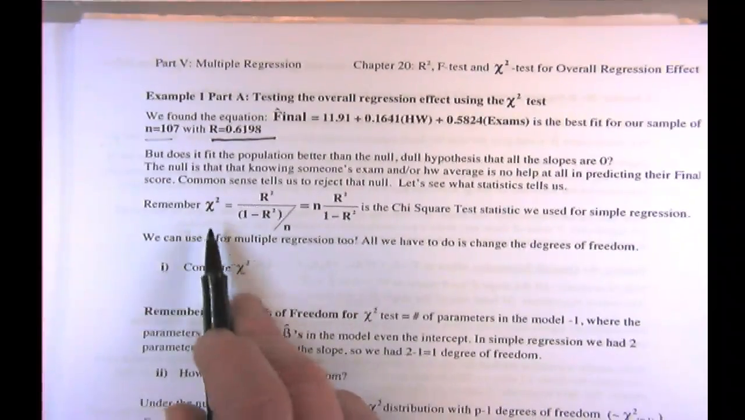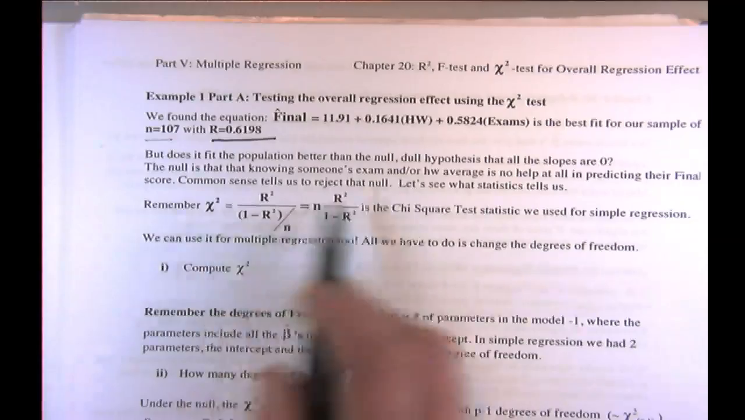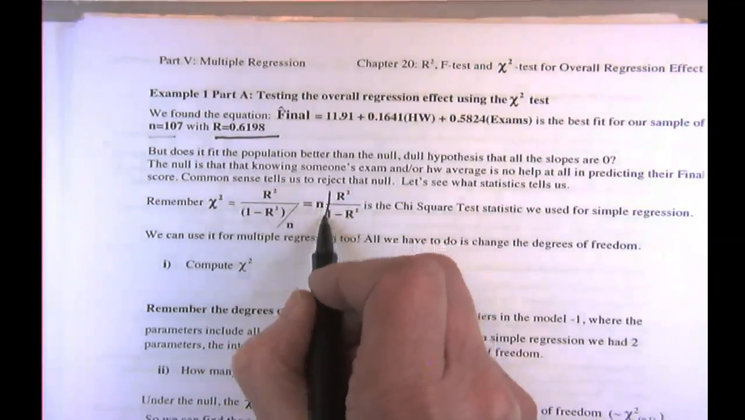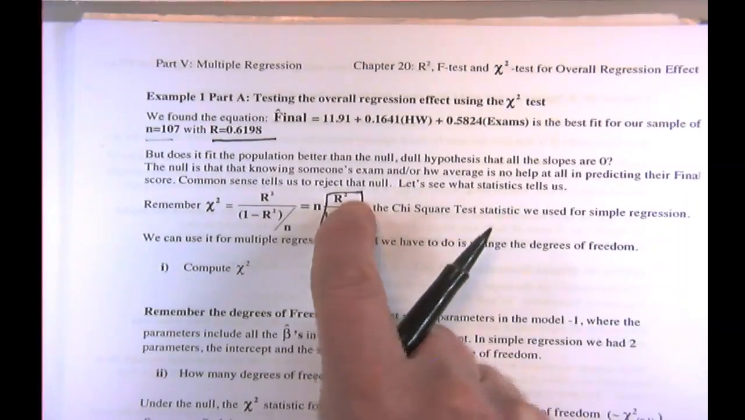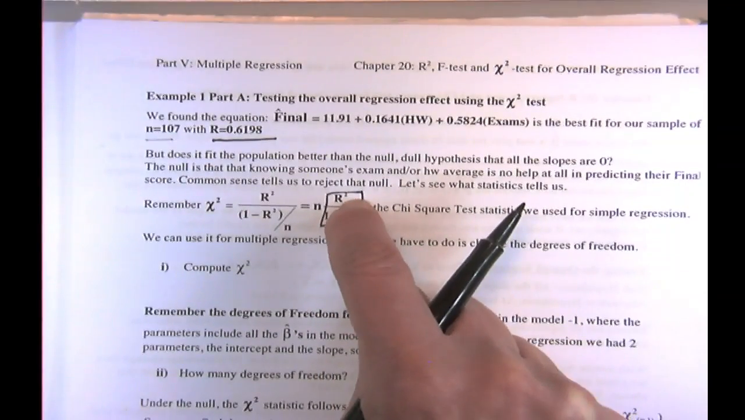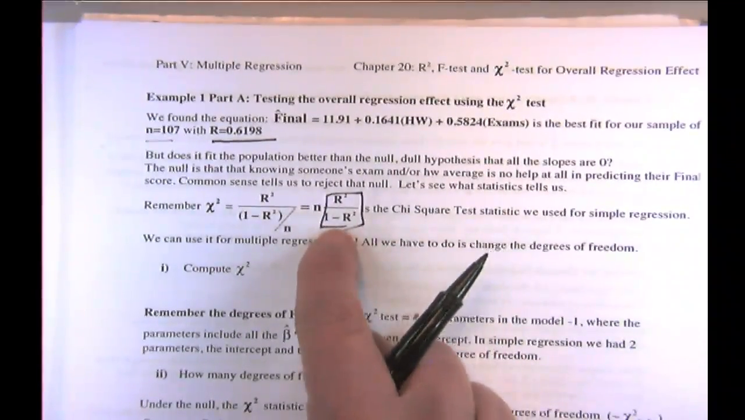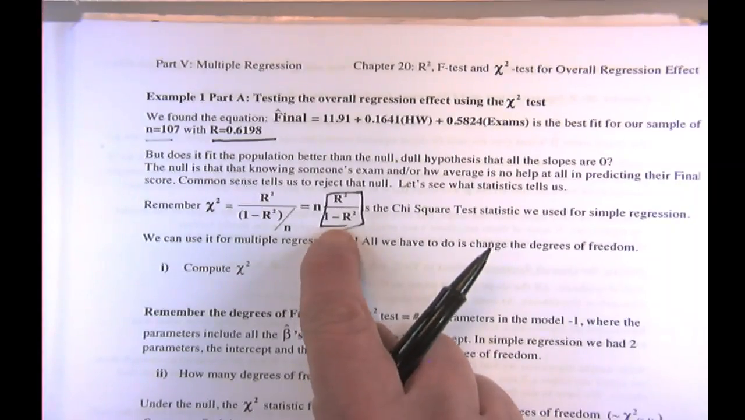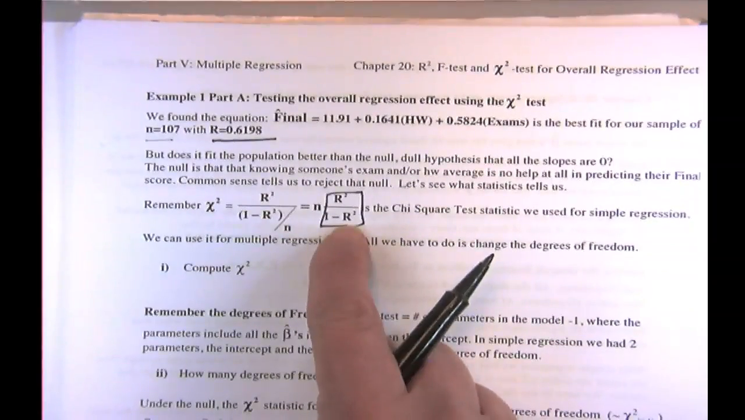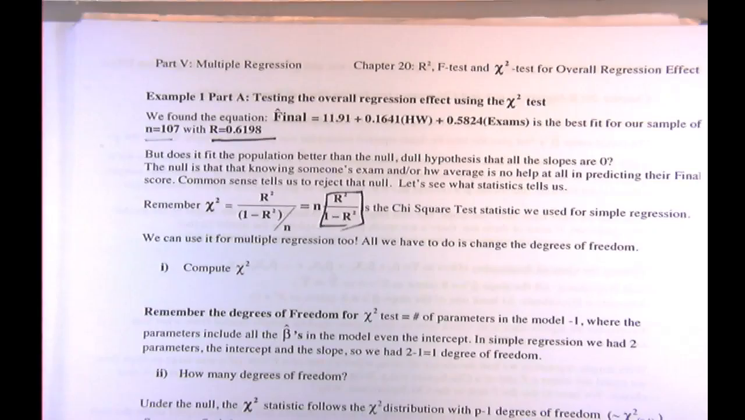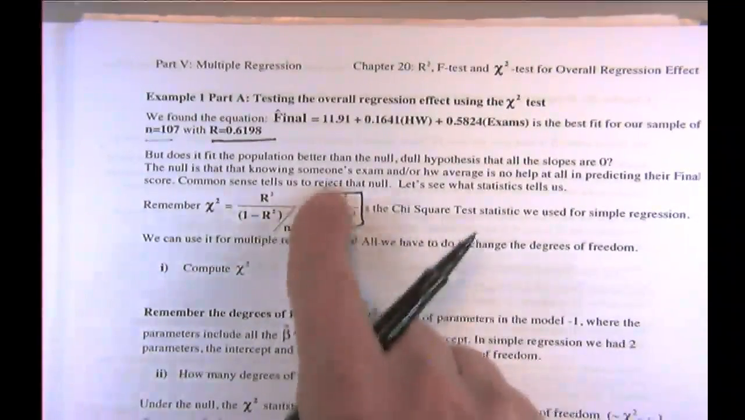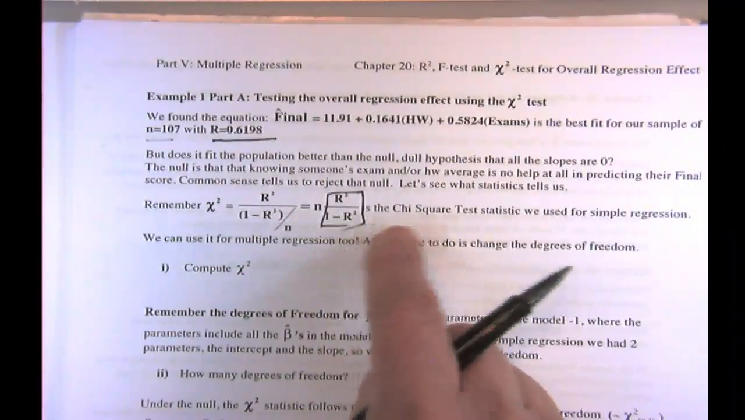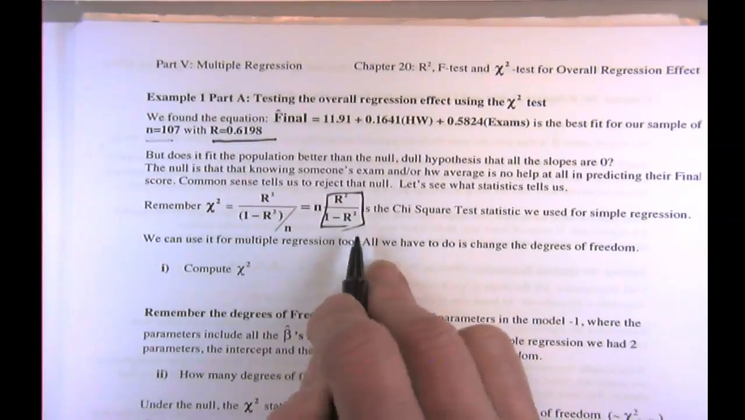So, remember what our chi-square statistic was. It had this part here, the r squared over 1 minus r squared, which we said was the strength of the model, r squared, over the strength of the error, 1 minus r squared. They sum to 1. We said we can split up the whole variability of the y's into 2 parts: the strength of the model and the strength of the errors.